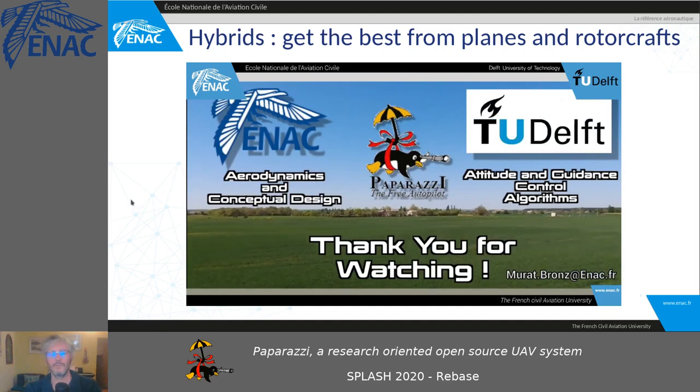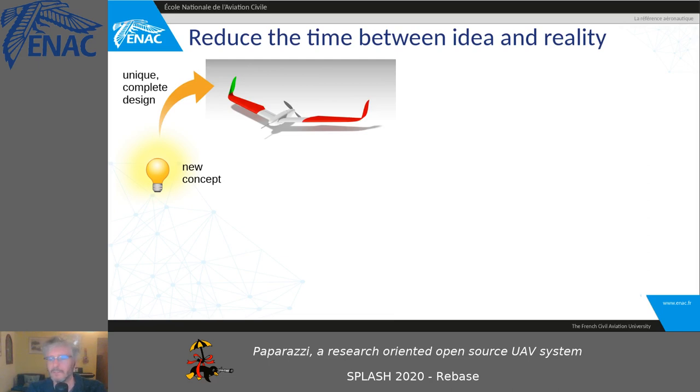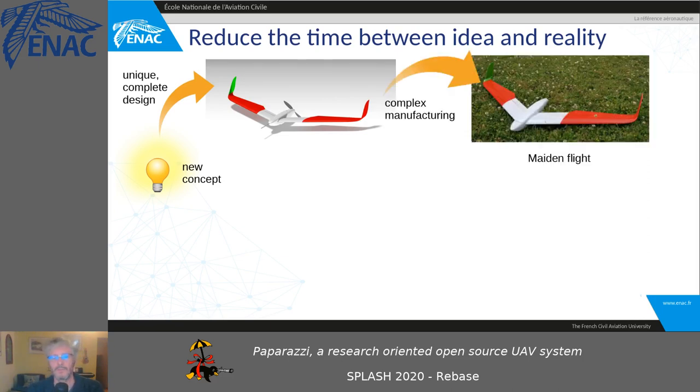Okay, so how do we get there? Well, first, let's go back a little bit to the past. What we used to do is to have ideas and put that into a final design unique for every plane, then go to the manufacturing process, and I mean by that building molds, assembling everything with carbon or glass fiber, with epoxy resin. So a very long process to go to the maiden flight, within one full year for a large aircraft.